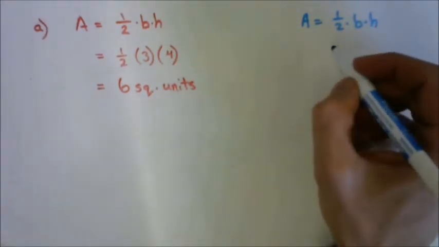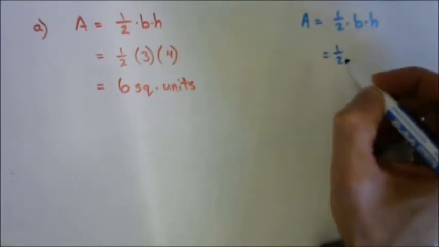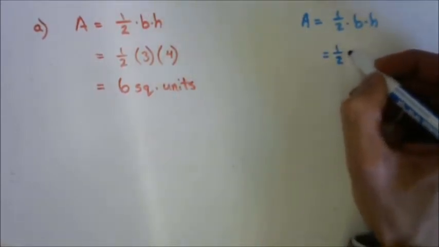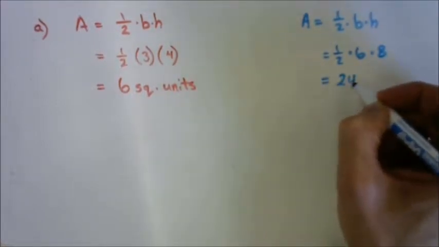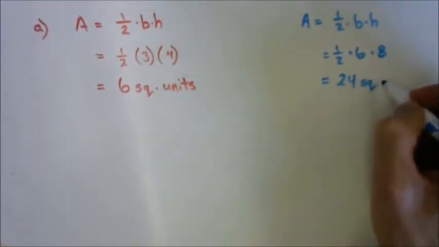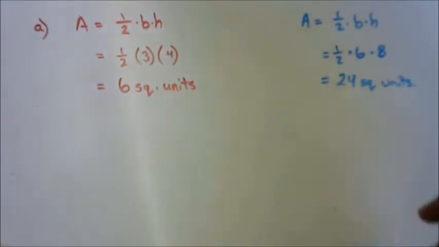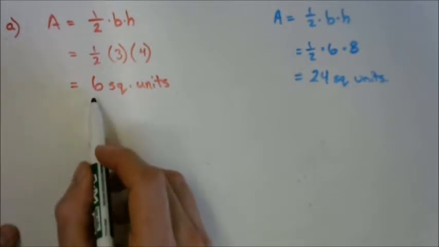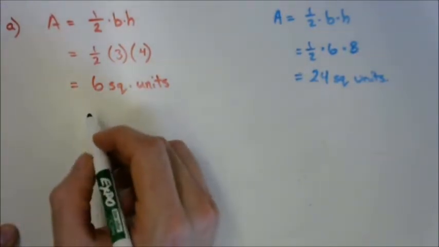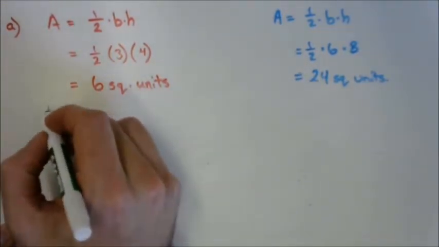Alright, big triangle. What's the base? 6, and the height? Area? 24 square units. Now that we have the area of both triangles, can you see how they relate to each other? How much bigger is the big triangle? 4 times. 4 times bigger. Nice.